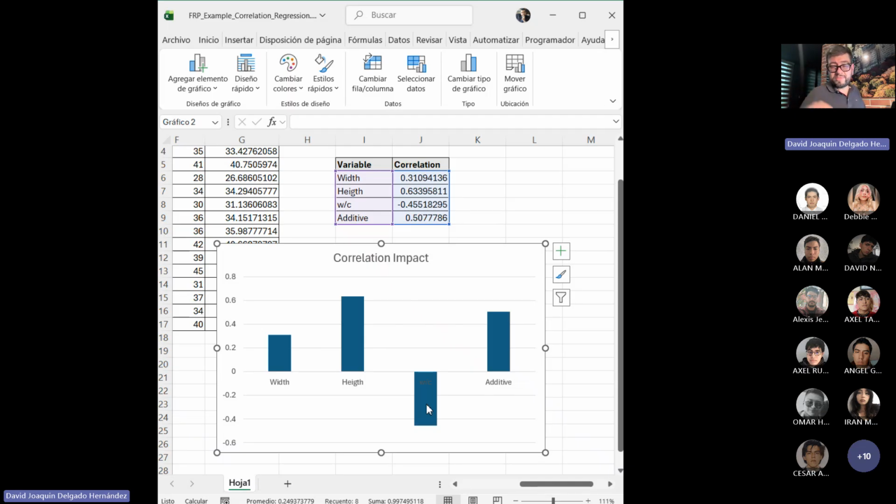It is obvious that if you put so much water in the concrete, well, it is going to be very weak. It is not going to be strong. On the contrary, it is going to be a very bad mix of concrete, and the building is going to fall down. It is going to collapse because there is so much water in this mix. Okay. What else? The width is also positively related to the strength, okay? As well as the additive. It is better if you put additive and you get a better strength. You can see here the interpretation.